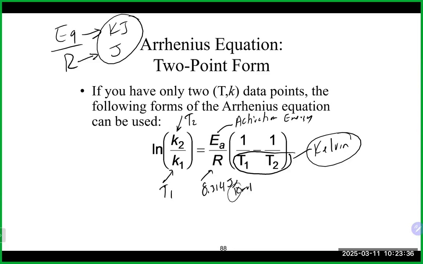This will allow you, for example, if you know the 2 rate constants and 1 temperature, to figure out the temperature of the other rate constant. If you know 2 temperatures and 1 rate constant, you can figure out the rate constant at the other temperature. If you know 2 rate constants and 2 temperatures, you can figure out the activation energy as well. So there's a lot of different things that you can calculate from this formula. Rate constants, temperatures, or activation energies are very common. Pretty much everything here can be solved for in this equation.